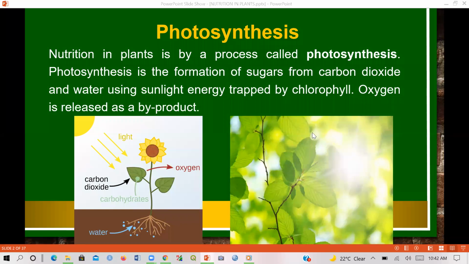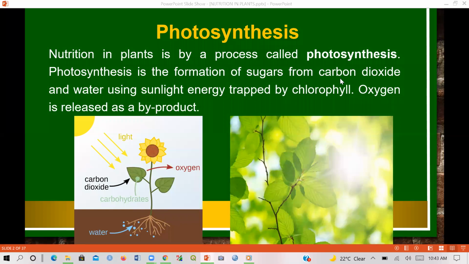Yes, Charity. The products are food and oxygen. Then if I may ask, the food that these plants are making, in which major form is it? Sugars. Okay, thank you.